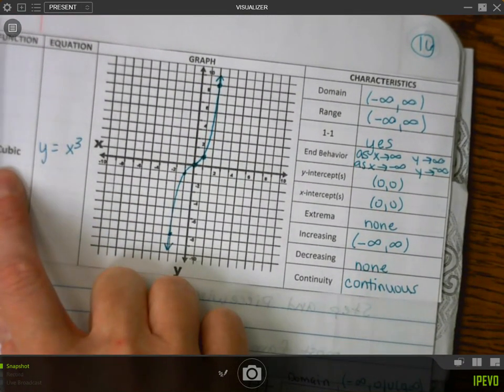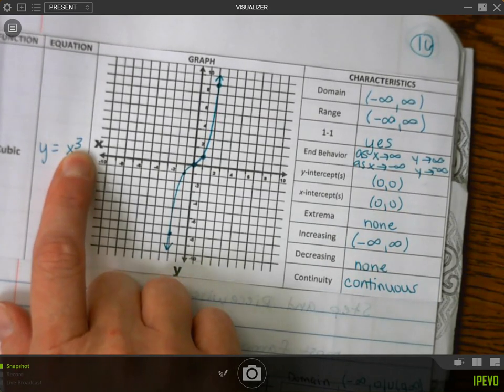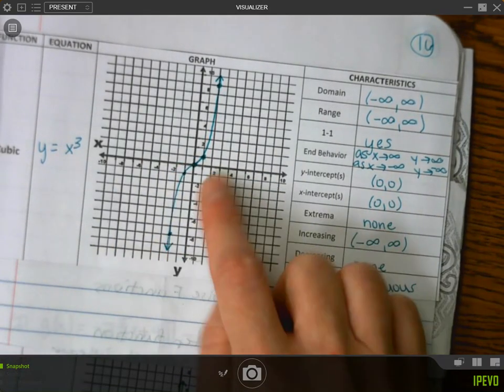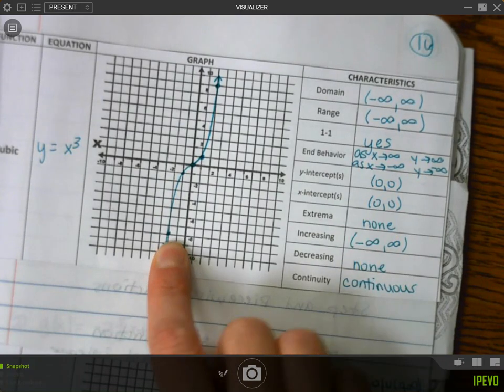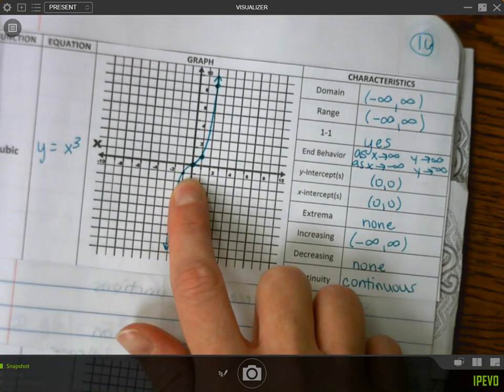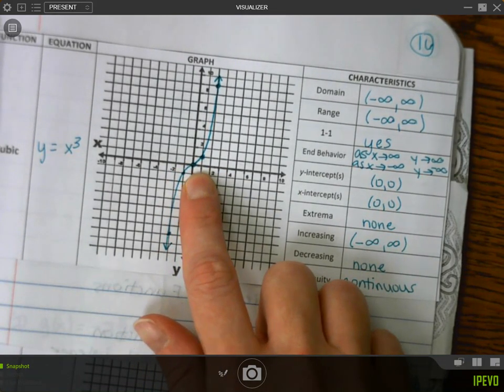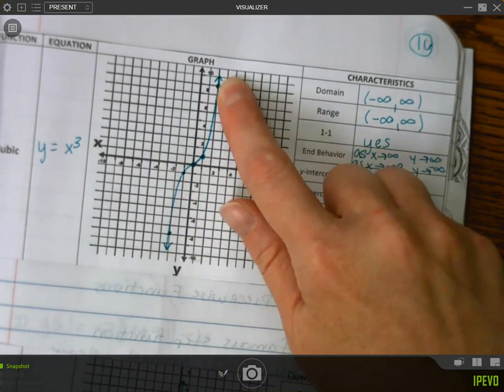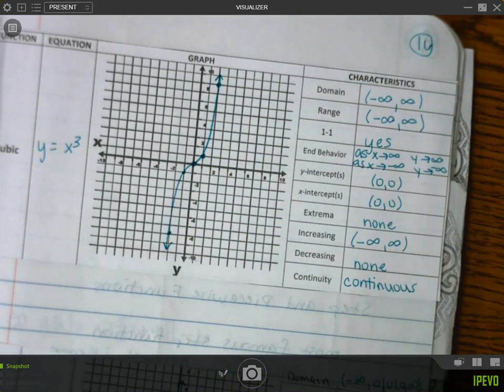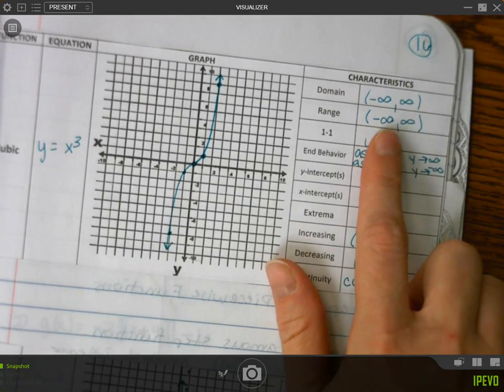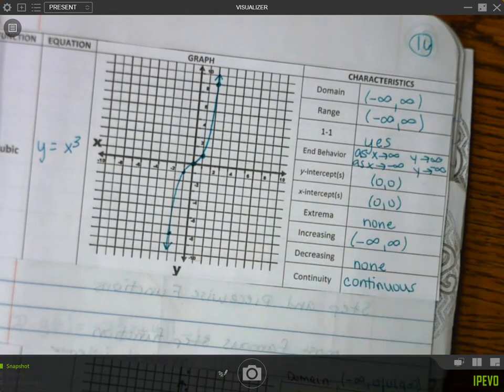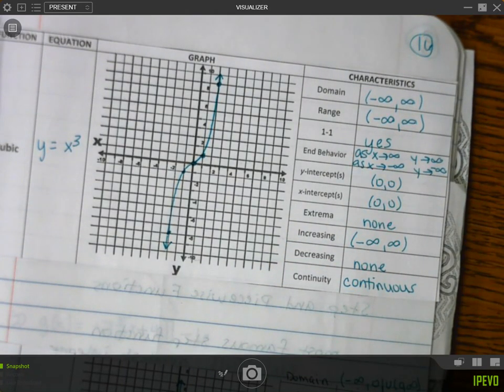All right, for y equals x to the third. That's a cubic function because it has a cube as the exponent. If we plug in some values, negative 2 to the third is negative 8, negative 1 to the third is negative 1, 0 to the third is 0, 1 to the third is 1, 2 to the third is 8, and you know it's going to keep going on and on and on. Domain is all real numbers, and so is range because it goes left and right and up and down forever.